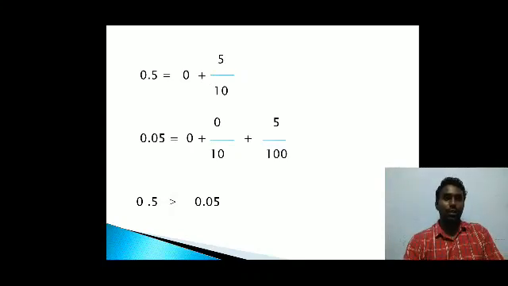Okay, now we can compare because the 10th digit is present, 5 by 10 and 0 by 10. So which one is greater? 5 by 10 is the greater, that means 0.5 is greater than 0.05.